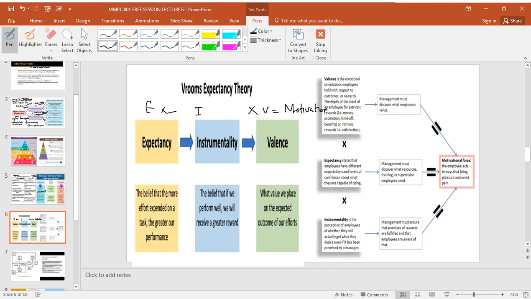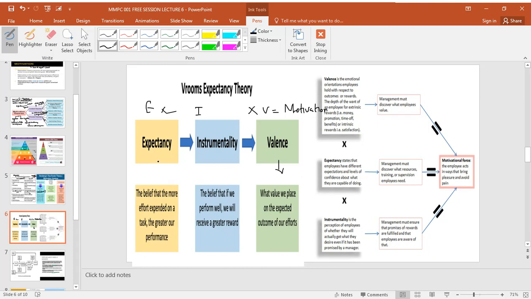Valence means the strength of the individual's preference for the reward. What value we place on the expected outcome for our effort. What is the value an individual places on the reward? That is coming under valence, right? Then comes instrumentality. What do you mean by instrumentality? Instrumentality means the probability to which the performance would lead to the desired reward. So the belief that if I am performing well, I will get a greater reward. That belief or that probability to which the performance would lead to a desired reward is instrumentality.